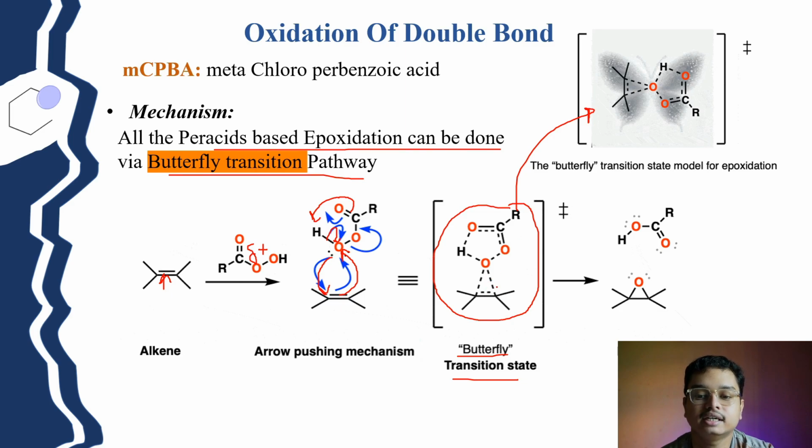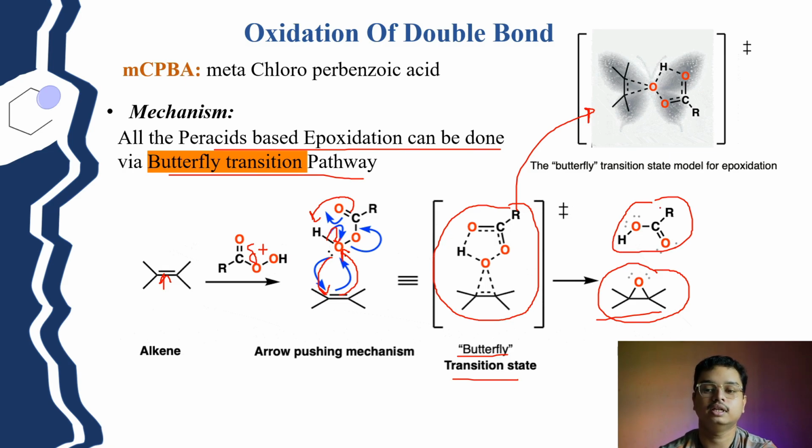After that, bond breaking and bond making take place to generate our product, the epoxide, and the acid is the byproduct of this mechanism. Since it is mCPBA, metachlorobenzoic acid is the byproduct here, and the epoxide is generated. In the case of a peracid like peracetic acid, acetic acid becomes the side product of the reaction.